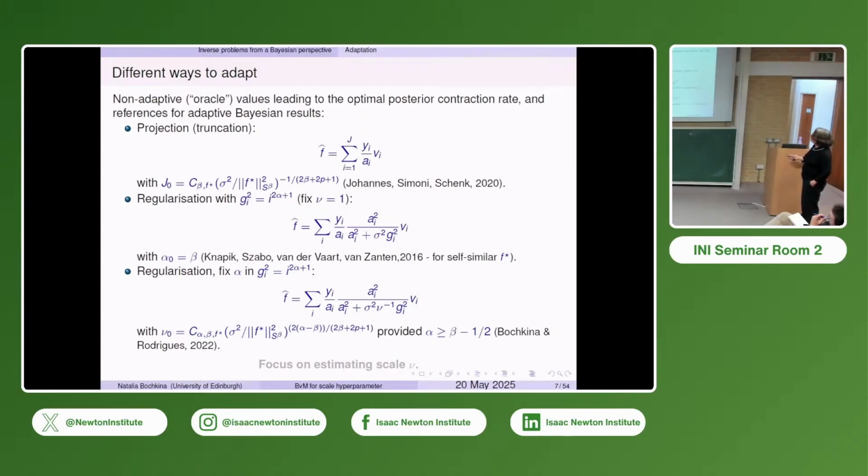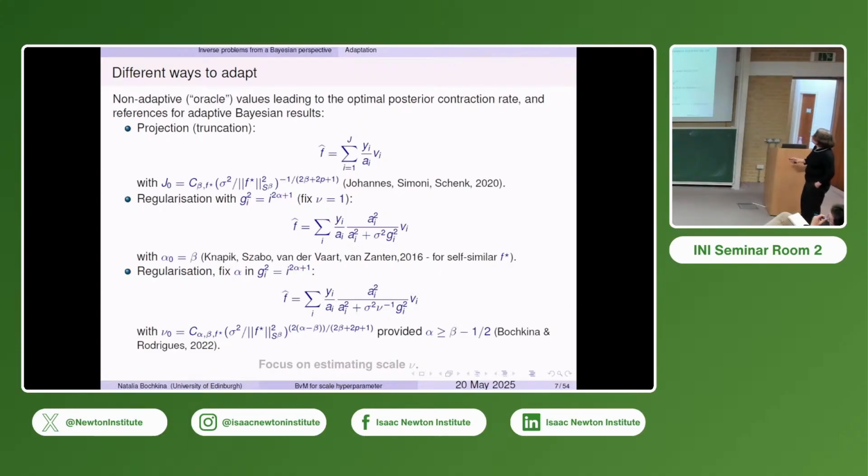So the third way to set up, well, there are probably more, but three of the most commonly used ones, is to fix alpha and to estimate this scale parameter nu. Then the benchmark is n to the power minus this. So alpha is the wrong smoothness, but this scale adjusts for that, right? So there is a difference alpha minus beta. And it works as long as alpha is greater than beta minus 1.